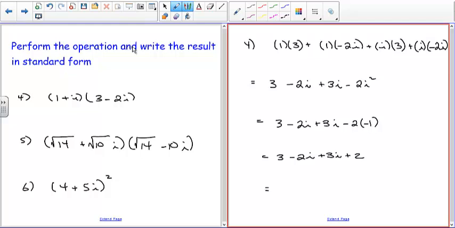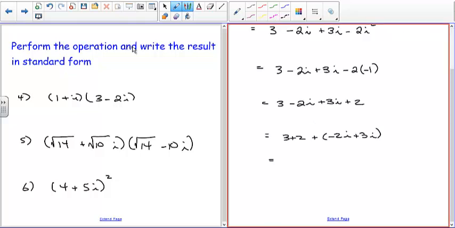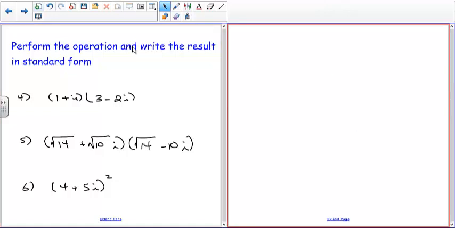Then we group the real parts together and the imaginary parts together. So 3 plus 2 is 5. Negative 2 plus 3 is plus 1. But we don't need to include the 1, so we just drop that. So we get 5 plus i. Okay, so that's the first one. Second one, same kind of deal.